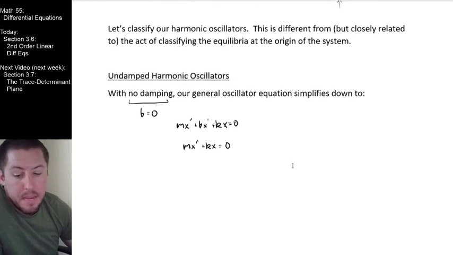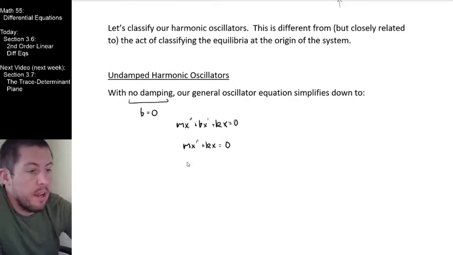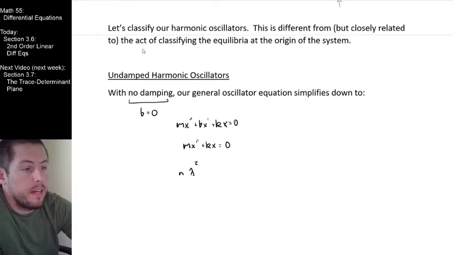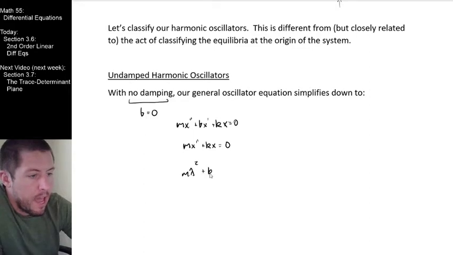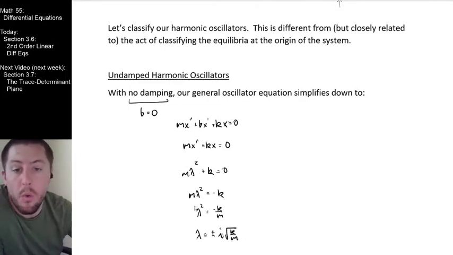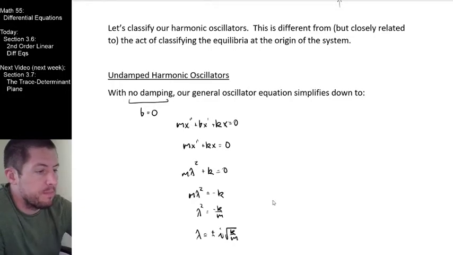And therefore, I can immediately go solve some of this right here. This is going to let me say m lambda squared plus k equals 0. Well, m lambda squared equals negative k, lambda squared equals negative k over m. And that means lambda is going to be plus or minus i root k over m. So notice here we're always guaranteed to get complex solutions.